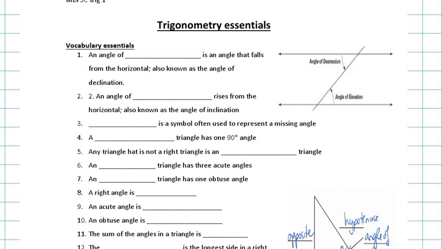Our new unit is trigonometry. We're moving to trigonometry is fun, and if you can label triangles, you'll be able to do trigonometry, and it will be easy.